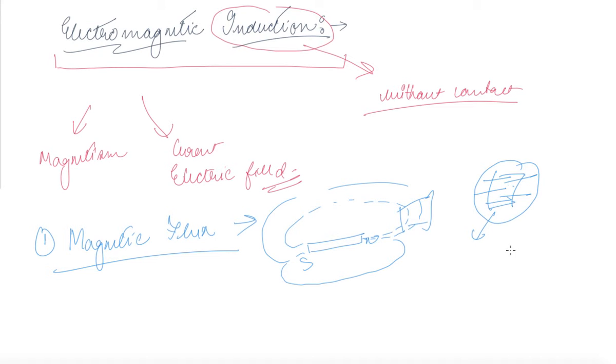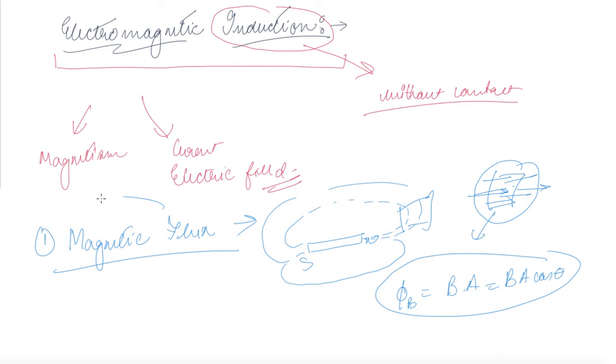And magnetic flux for us was given by the magnetic field into area A, which is nothing but the dot product of the magnetic field and the area vector, perpendicular area vector, or we can say surface vector. This is B A cos theta. So this is magnetic flux.